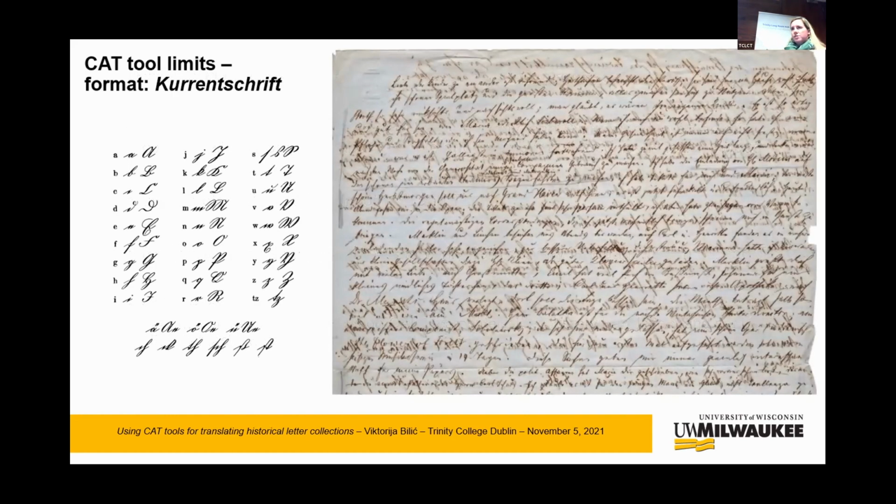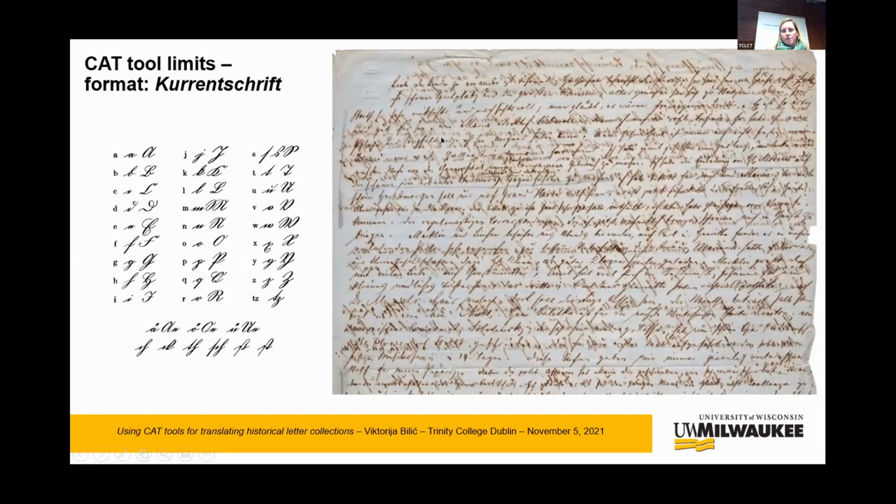So this is what one letter looks like. For those not familiar with Kurrentschrift, I don't think it looks very legible. But once you are used to reading text like this, it becomes much easier. In the beginning, I needed charts like this, or whenever I work with students, I give them charts like this until they get used to the handwriting.